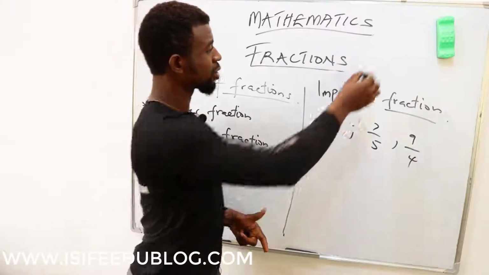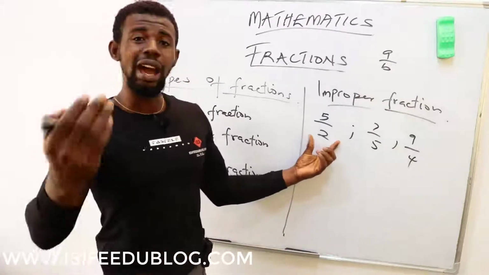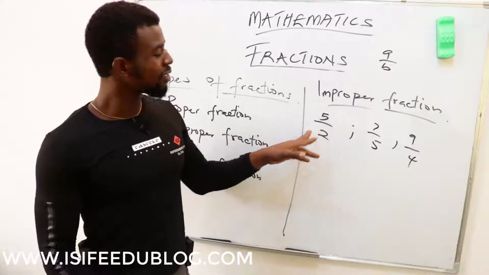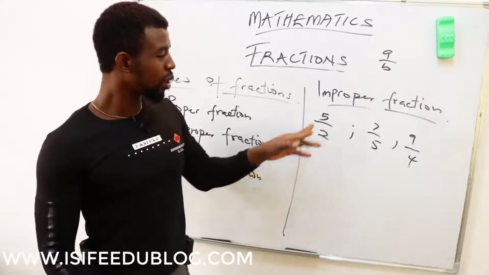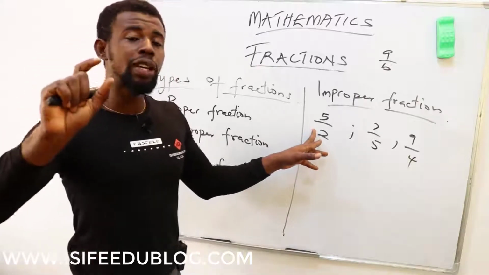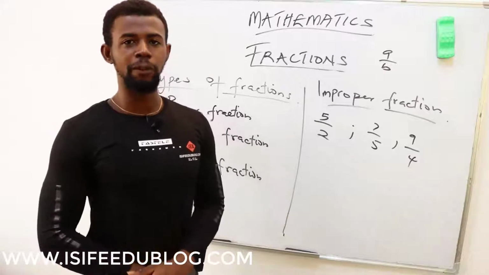Now, if you look at these numbers, this is what our fractions look like. Remember what we said about fractions? They always look something like this. They are fractions. But if you look at our numerators, my numerator here is 5. My denominator here is 2. My numerator is bigger than my denominator. So they are not obeying the rules of standard fractions, and this is what makes it an improper fraction.